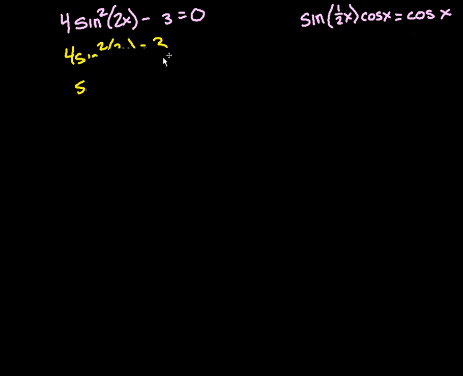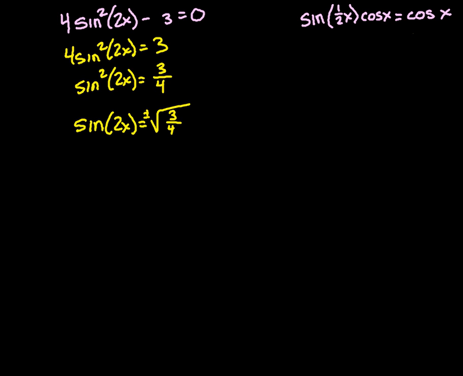Alright, this first guy here shouldn't have been too bad. You first had to isolate the trig function. Sine squared of 2x equals 3/4. Take the square root of both sides. So we get the square root of 3/4. That means I take the square root of top and bottom separately. The square root of 3 is just root 3. The square root of 4 is 2.